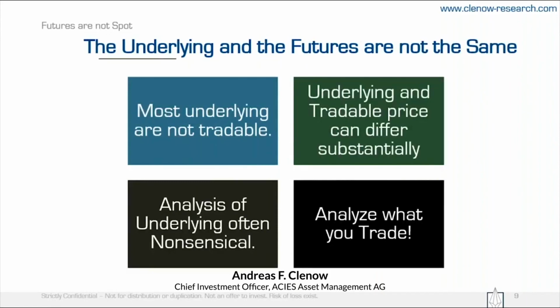See, most things that we trade, most underlying assets, are not actually tradable. Most of the underlying assets are not possible to trade. So for instance, the S&P 500 index is not tradable. You can't trade the S&P 500.